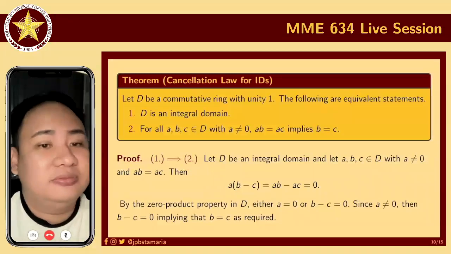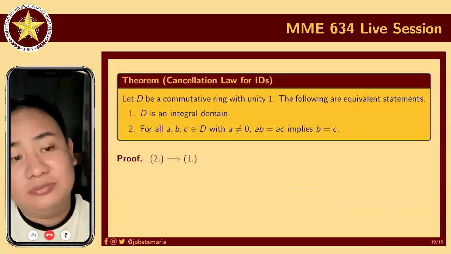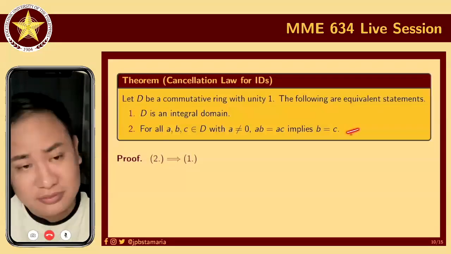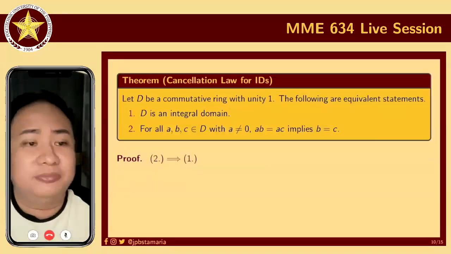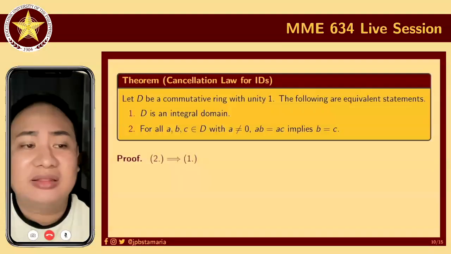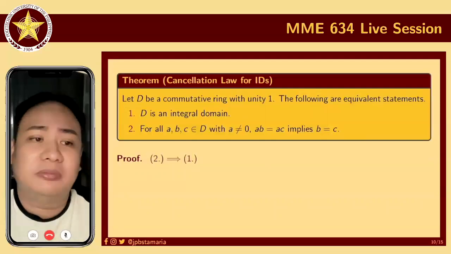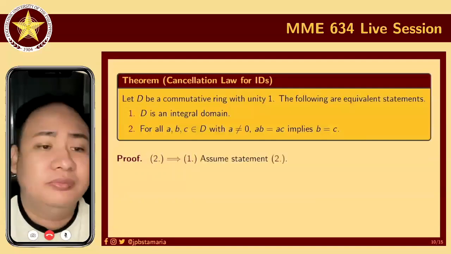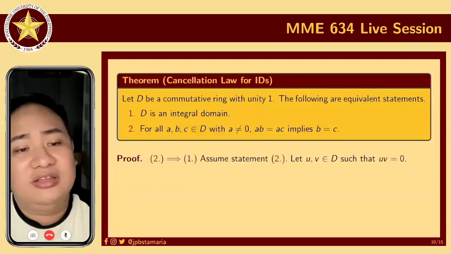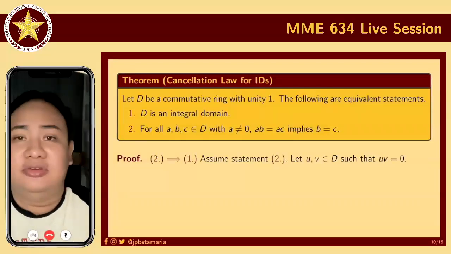Of course, because we're proving equivalence, we have to do the opposite direction. So we're now assuming statement number 2. Kunwari nag-hold ito, yung cancellation property. Na kunwari nag-hold siya. Bakit si D ay integral domain? Bakit nag-work yung zero product property? So this is what we're going to do. So assume statement 2 holds. And then, let's pick 2 elements U and V so that their product is 0.